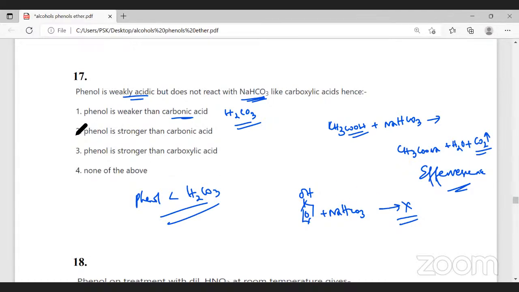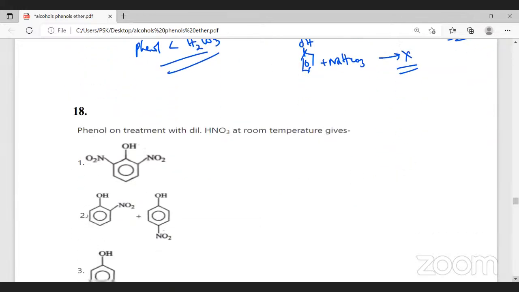So hence the answer for this question is option 1. Phenol is weaker than carbonic acid, soda water. Since phenol is much weaker than carbonic acid, it does not react with sodium bicarbonate. Hence the answer for this is option 1.